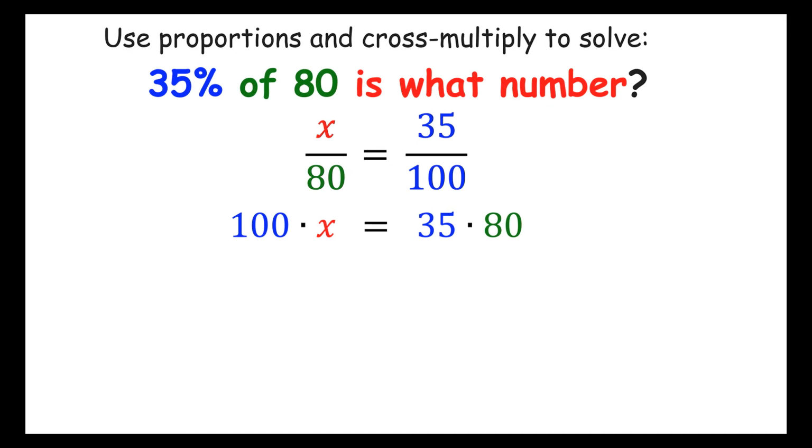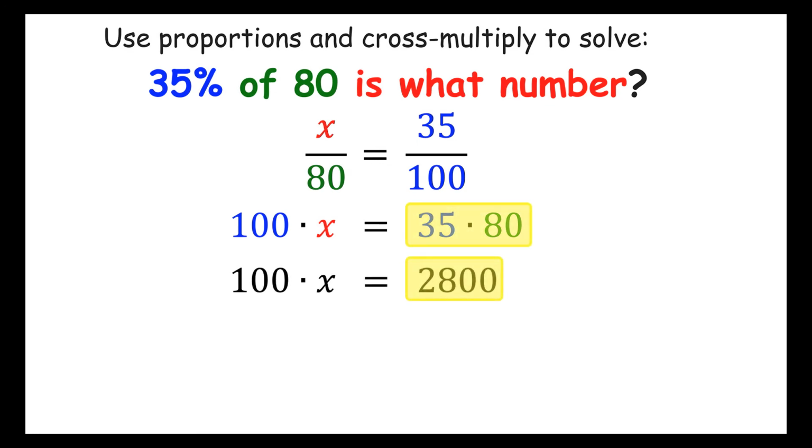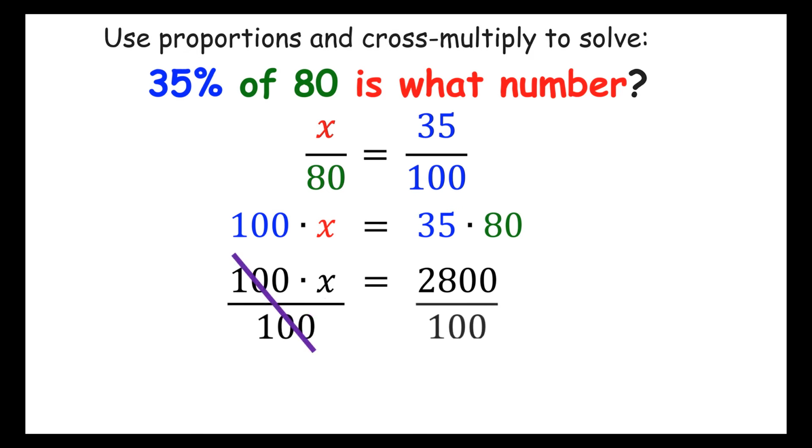First, we simplify the right side of the equation by performing the multiplication. Now we have 100 times x equals 2,800. To isolate x, we divide both sides by 100 to get x equals 2,800 divided by 100. We perform the division to obtain the solution x equals 28.